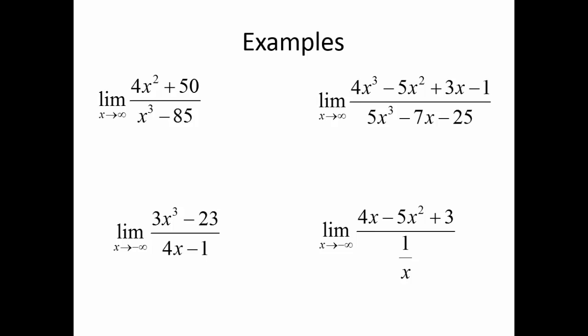So we've got the limit as x goes to infinity of 4x squared plus 50 over x cubed minus 85. So again, we look at where is the bigger degree. The biggest degree is on the bottom. So that means the bottom function is going to dominate when I put in larger and larger numbers. So that means the function is going to get closer to 0 as we put in larger numbers. So there's your limit, and there's at least one horizontal asymptote for this function at the line y equals 0. And we could write that if we want.